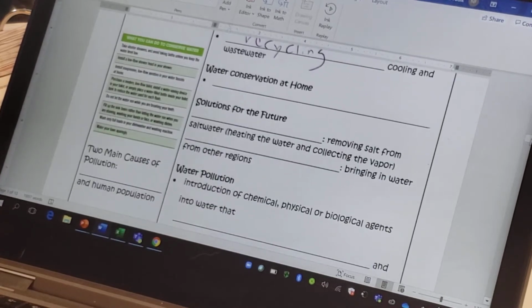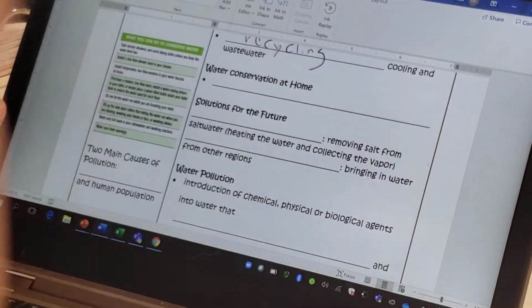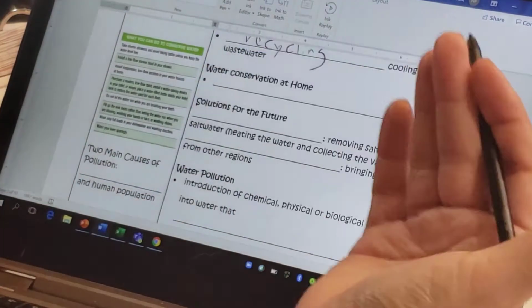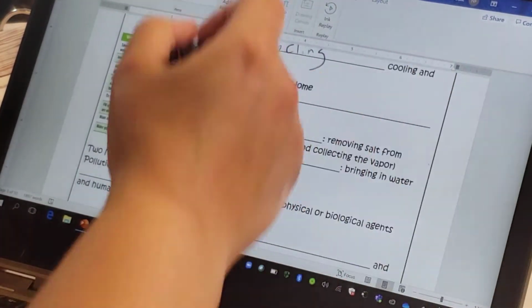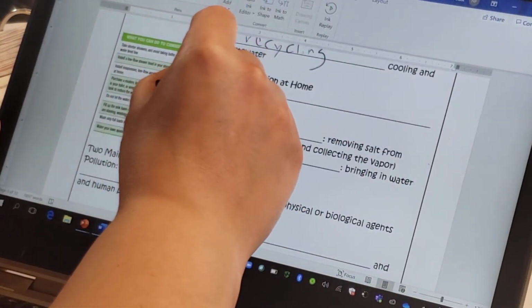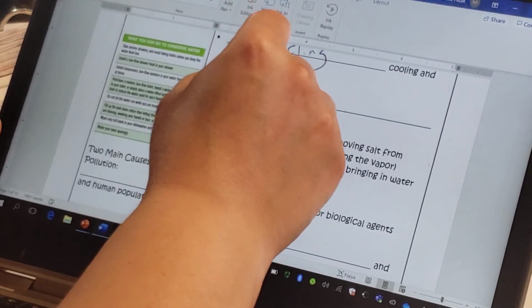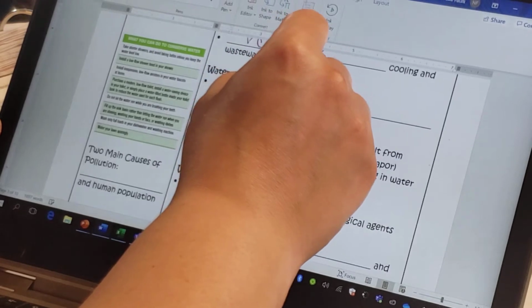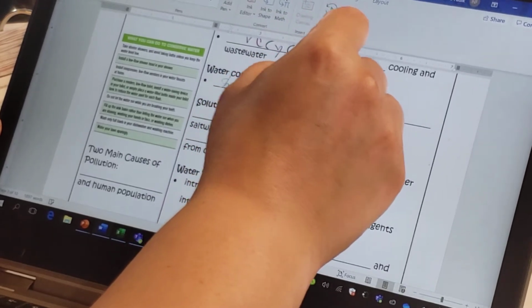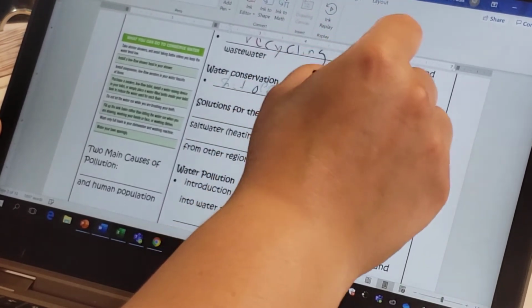Water conservation at home. So what can you do? What can you do at home to conserve water? How about shutting off the water when you're brushing your teeth? Taking shorter showers?